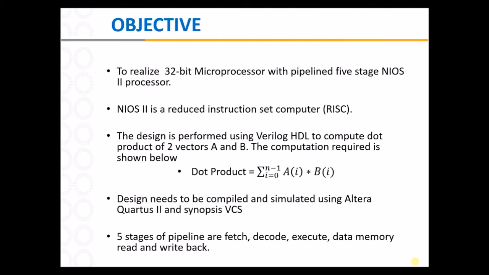The design has to be performed using Verilog HDL to compute the dot product of two vectors A and B, and the computation required is shown below by the equation. The design has to be compiled and simulated using Altera Quartus II and Synopsys VCS. The 5-stage pipeline of the NIOS II processor has 5 modules: fetch, decode, execute, data memory, write back, and a read module.